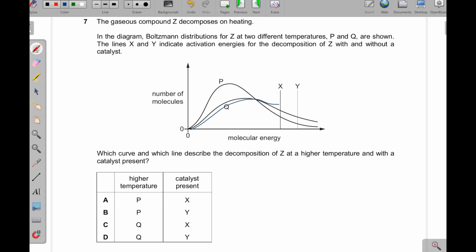The number of molecules with the average energy has to reduce. Why? Because when you increase the temperature, we are going to have very many molecules having higher energy compared to the activation energy. So molecules with energy greater than or equal to the activation energy are going to increase in number. That means the ones that have just the average energy are going to reduce. They are going to be very few.